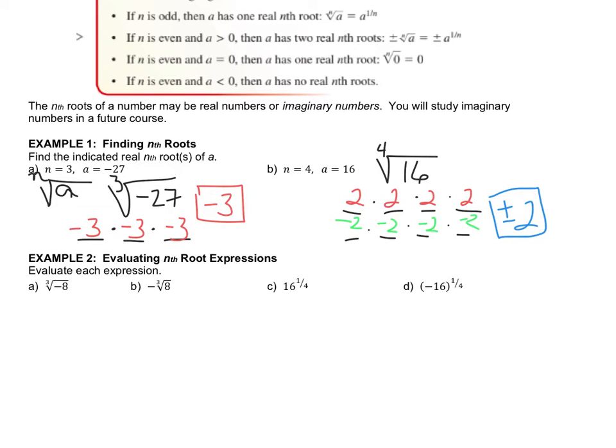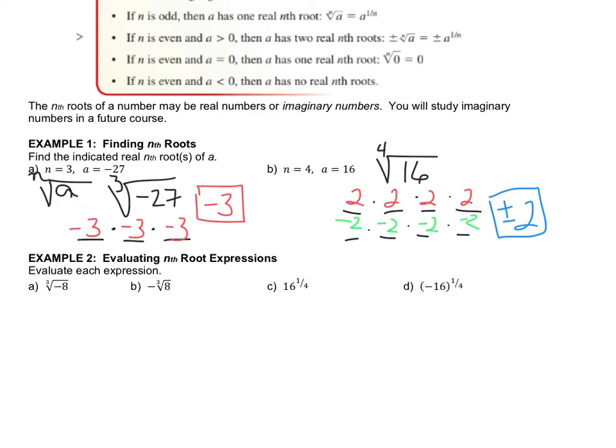And again, as one of the rules we just saw above, if you have something greater than 0 with an even index, it'll have 2 answers. This one happens to be a nice easy one, a perfect 2. But if it's positive and has an even index, we should have a positive and negative answer. All right, so evaluating the next ones.